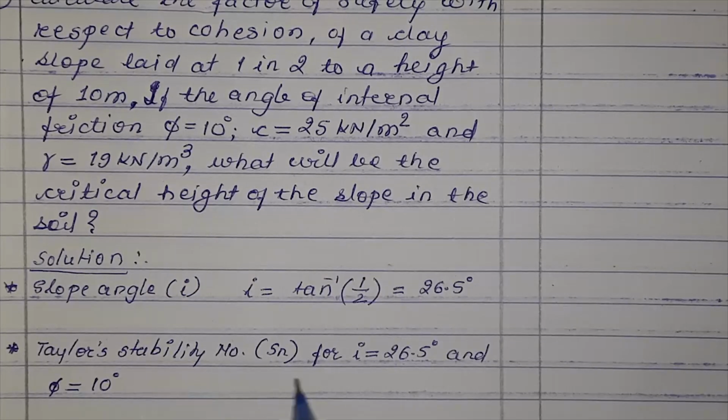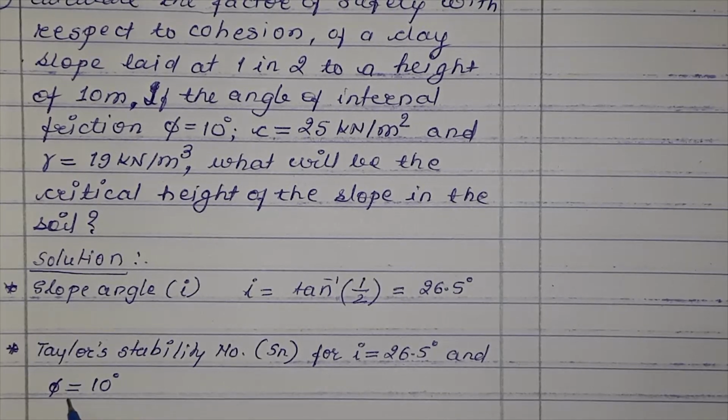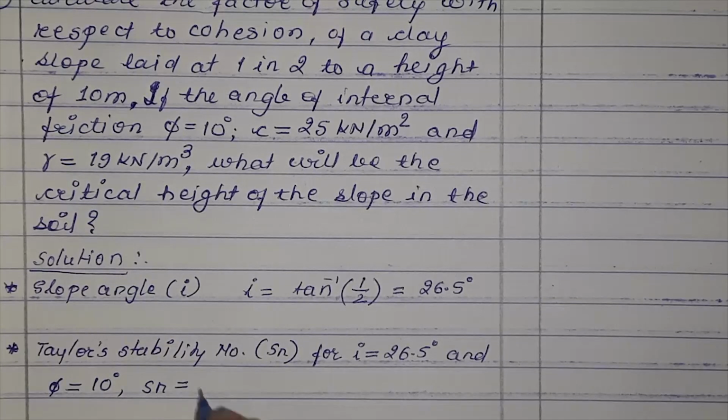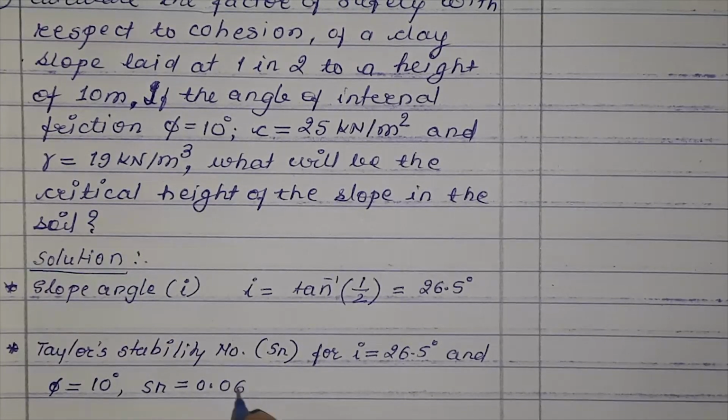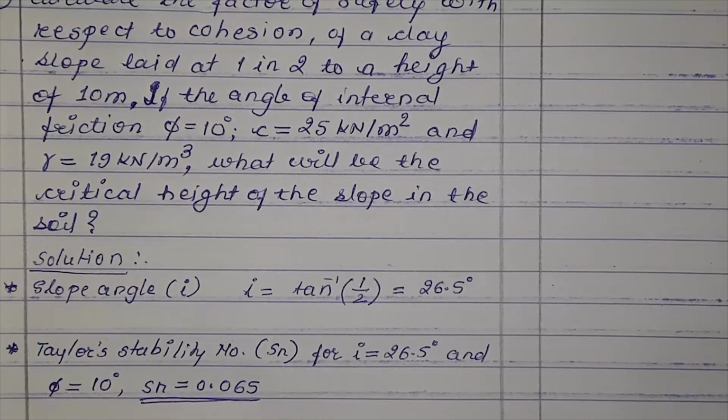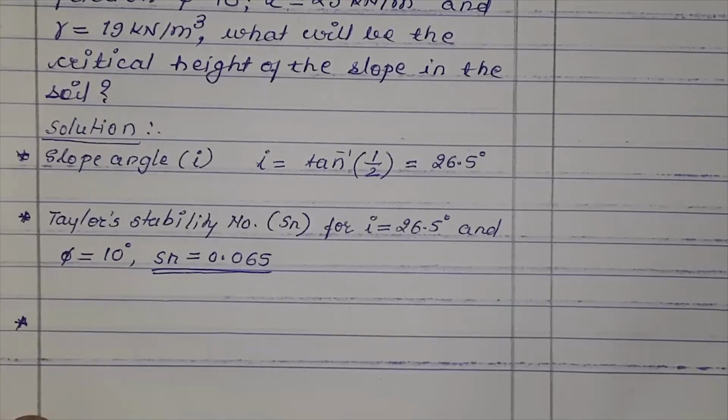Thus Taylor stability number for i equals 26.5 degree and angle of internal friction phi equals 10 degree is observed to be 0.065. Now using this Taylor stability number, we will find out factor of safety with respect to cohesion.